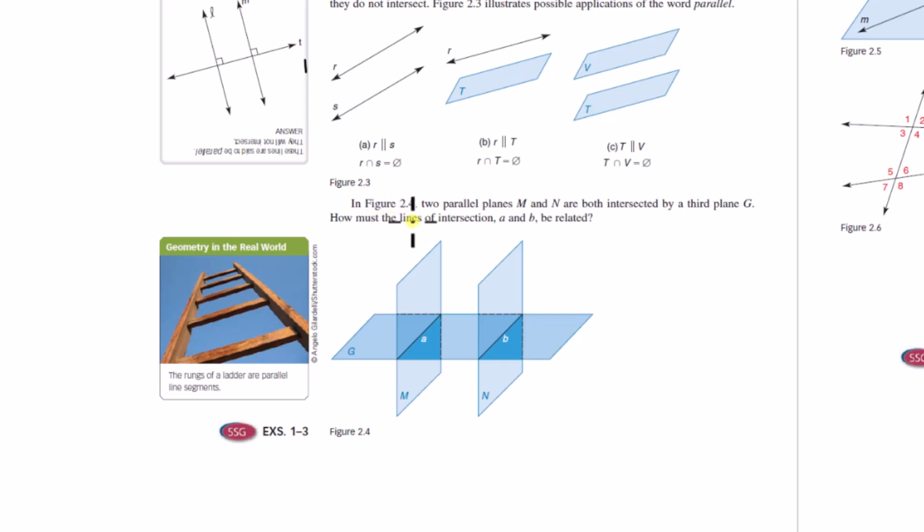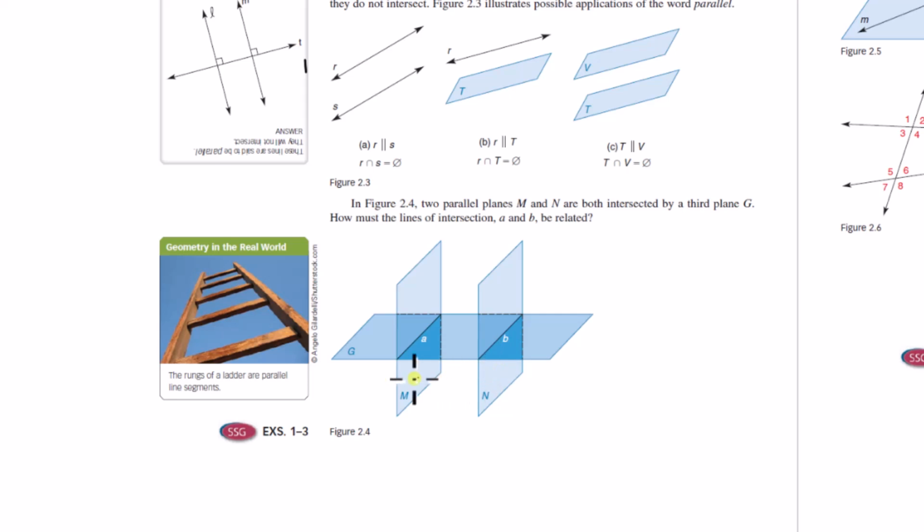In Figure 2.4, two parallel planes, M and N, are both intersected by a third plane, G. How must the lines of intersection A and B be related? So what they're saying here is that you've got two parallel planes, M and N, and both are intersected by a third plane, G, but it doesn't say anything like G is perpendicular to M and N. It just says G intersects M and N. So what does that mean, if anything, about a relationship among the lines A and B? Because when two planes intersect, they form a line. Well, if you think about it, that means A and B are going to be parallel.